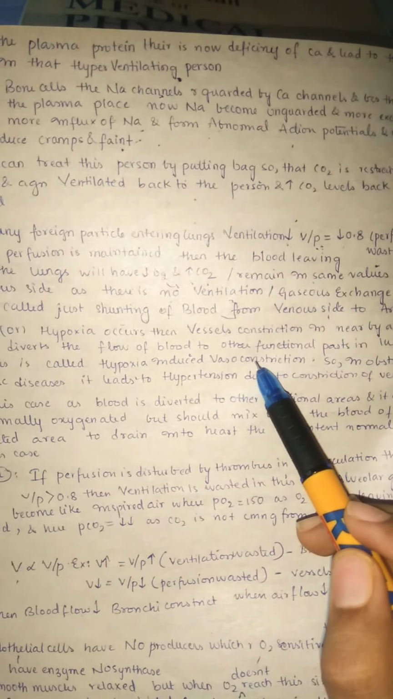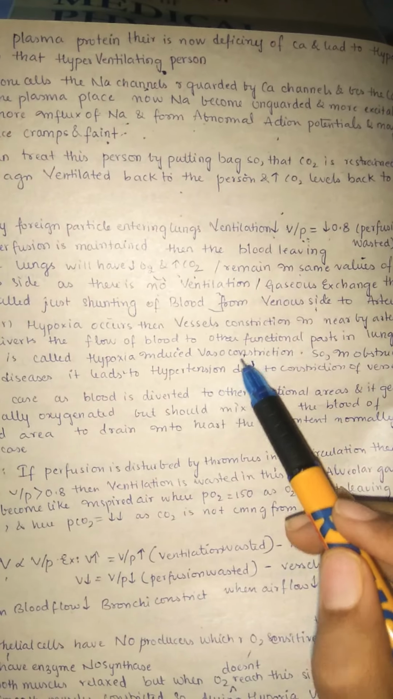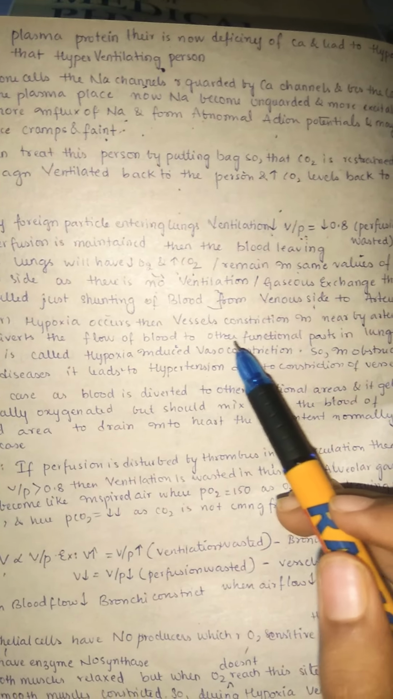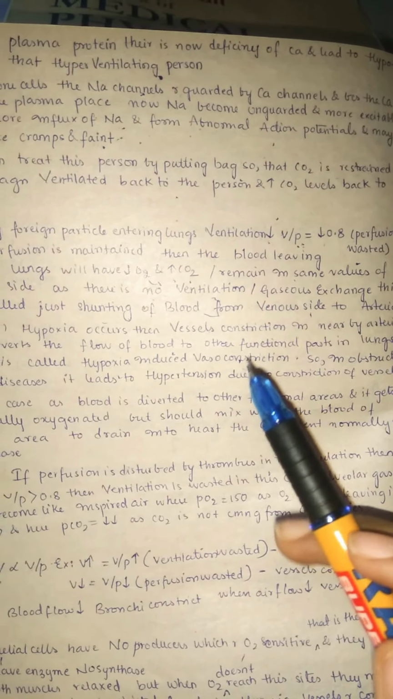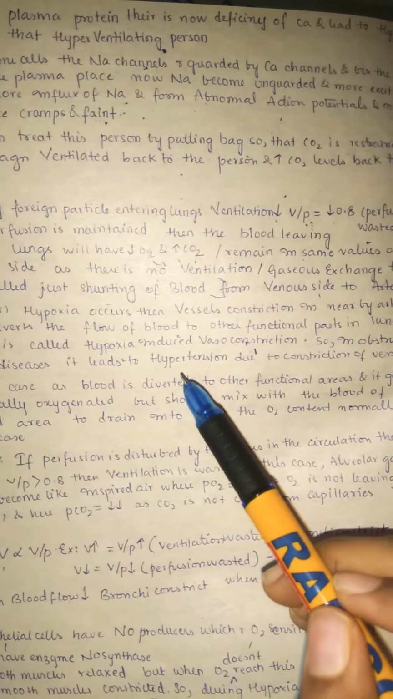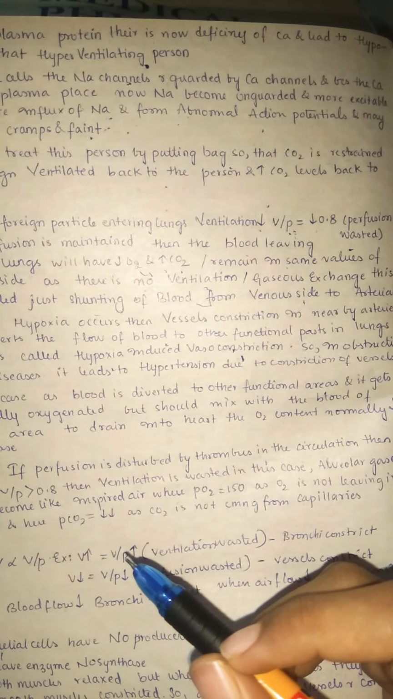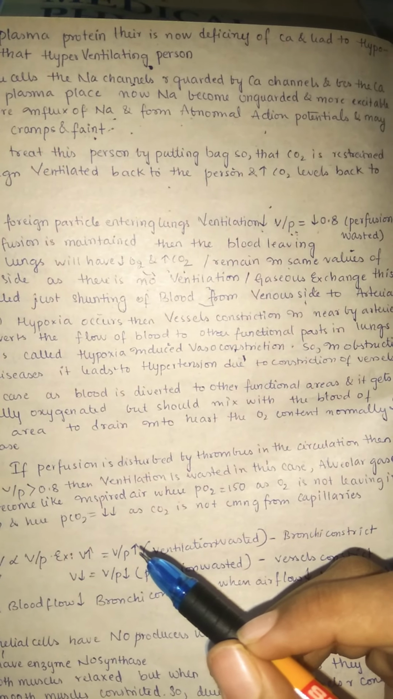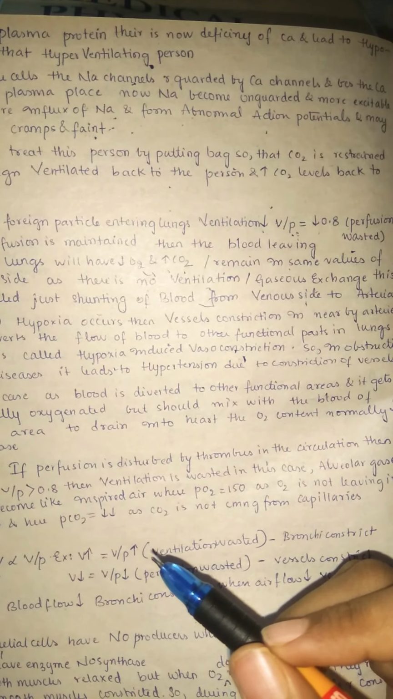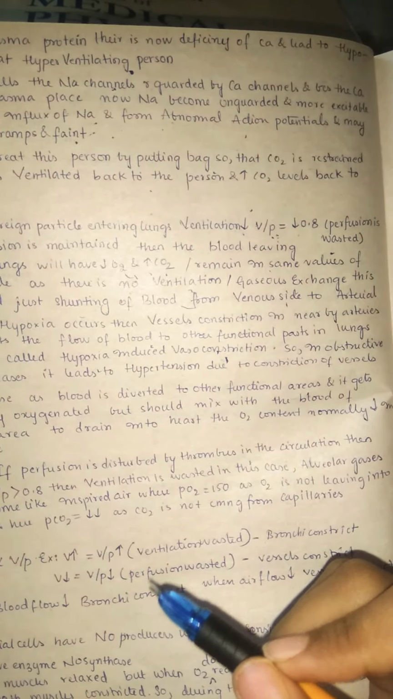Why? Because whenever those vessels are constricted, they divert the blood to other parts of the lung where the oxygen is rich, so that the blood flowing through it can get oxygen. In obstructive chronic disease, it leads to hypertension due to constriction of vessels. Sometimes in obstructive diseases, whenever the air is obstructed, ventilation is decreased and perfusion is very high, so all the blood vessels may get constricted and it may lead to pulmonary hypertension.